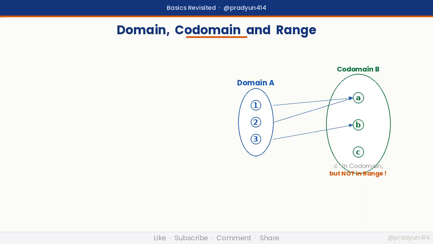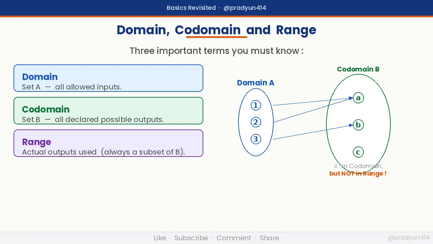Let us clarify three important terms. The domain is the set of all allowed inputs. The codomain is the set of all declared possible outputs. The range is the set of actual outputs used. It is always a subset of the codomain. In our diagram, c is in the codomain but not in the range, because no element of A maps to c.